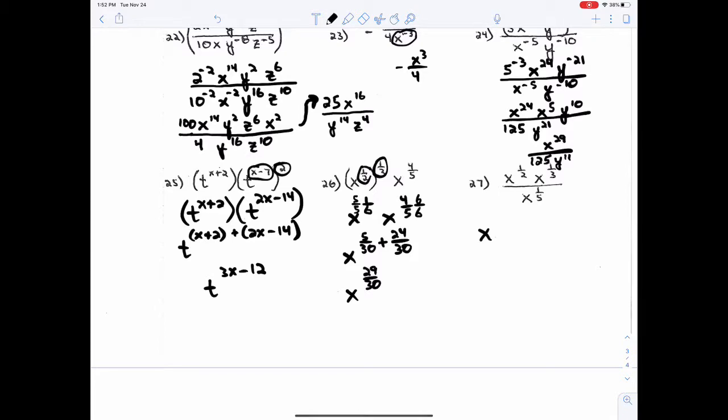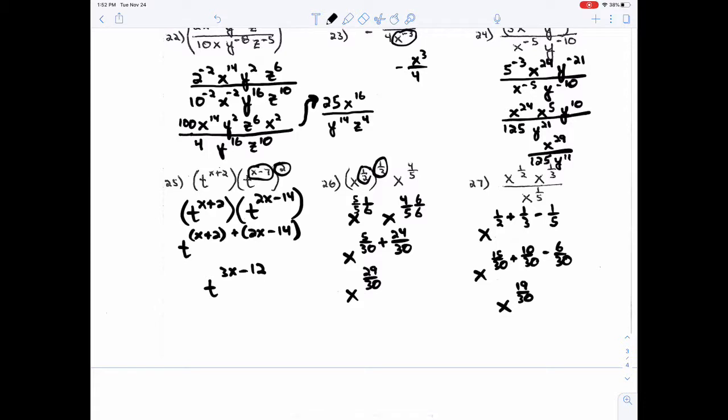Okay, number 27. We're going to add the half and the third and subtract the 1/5. The rule's the same, it hasn't changed. So we get the common denominator of 30. So this is 15/30 plus 10/30 minus 6/30. And that'll be x to the 19/30.